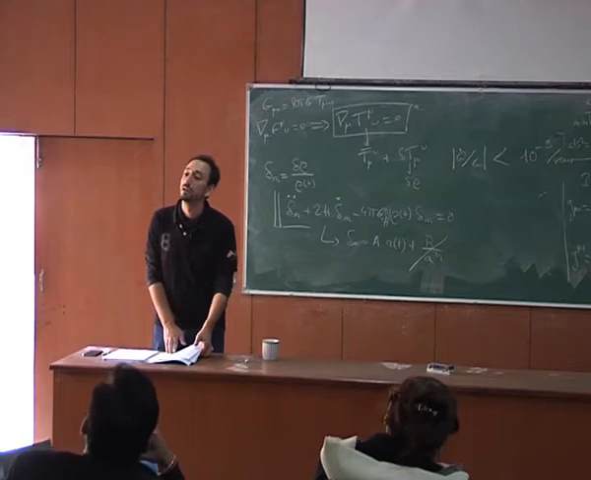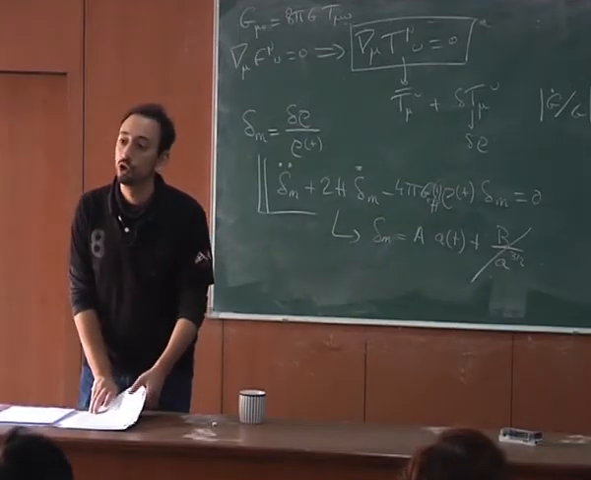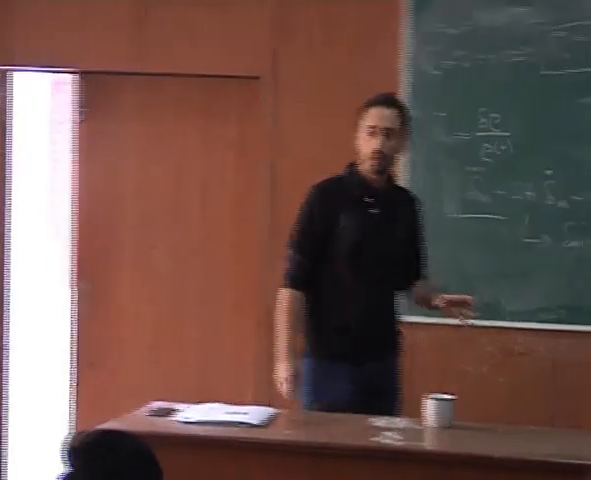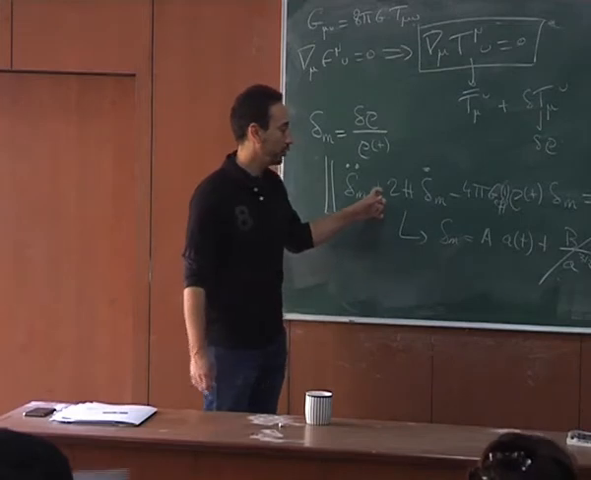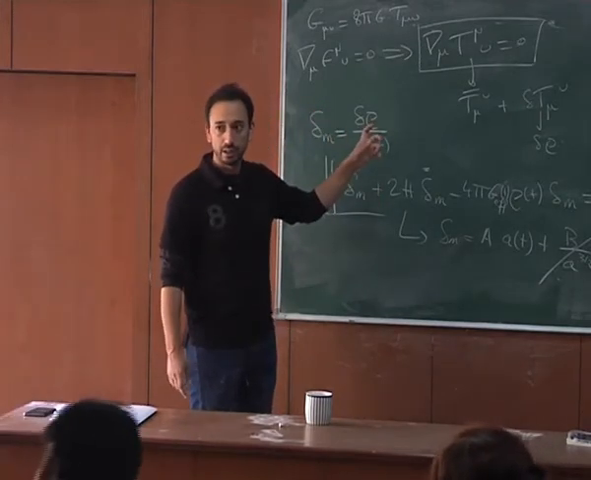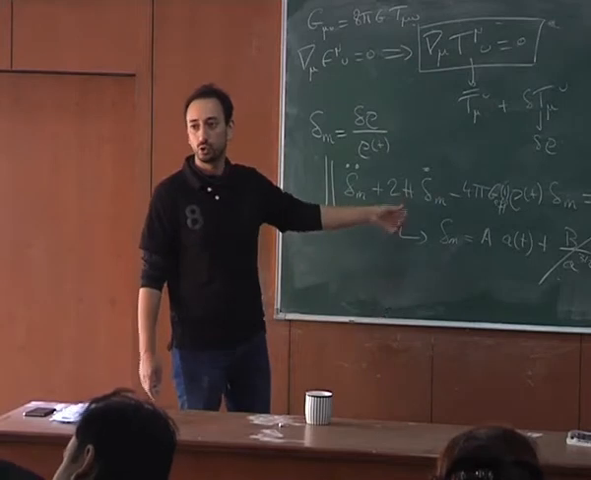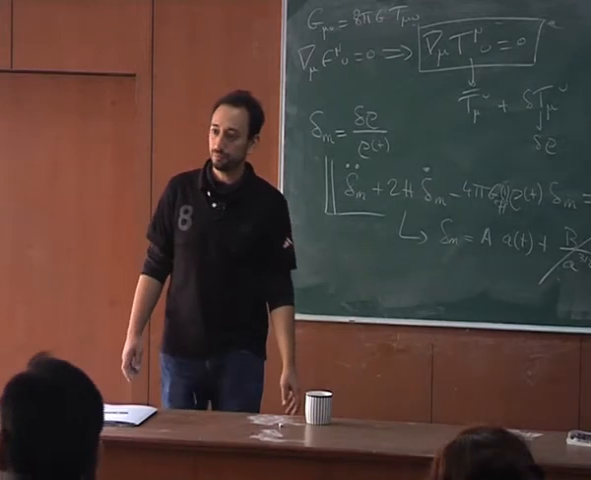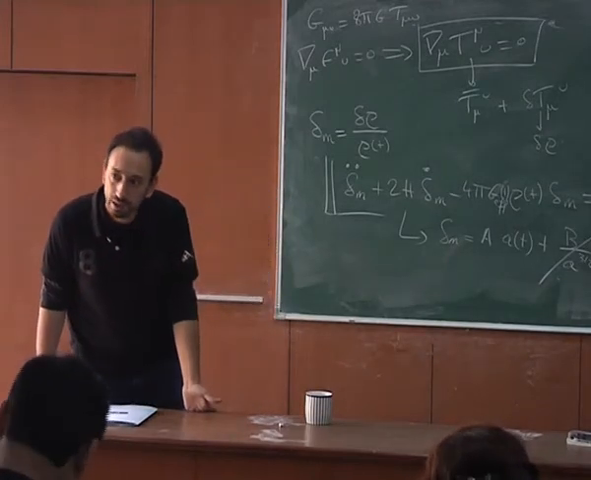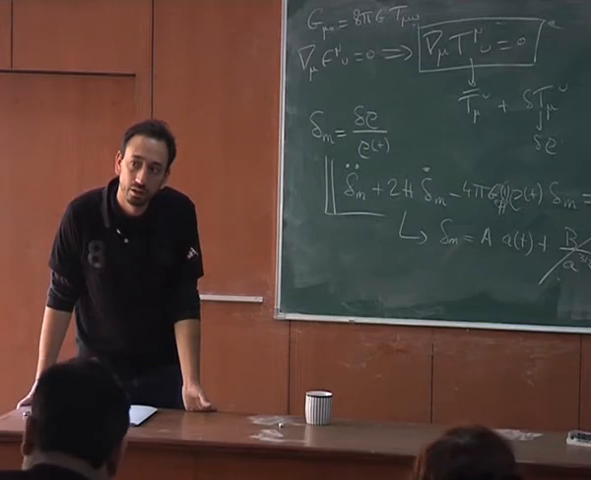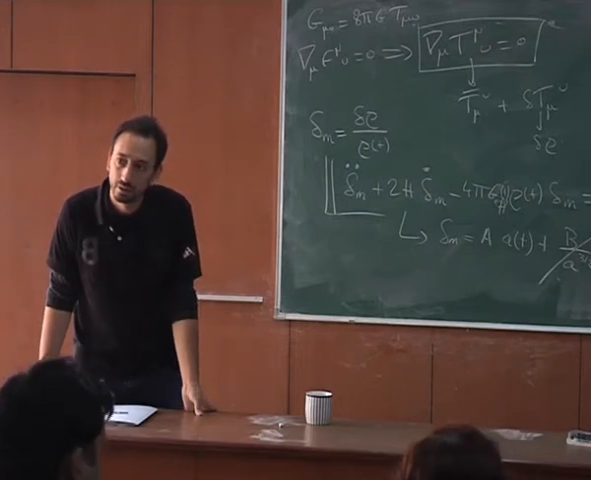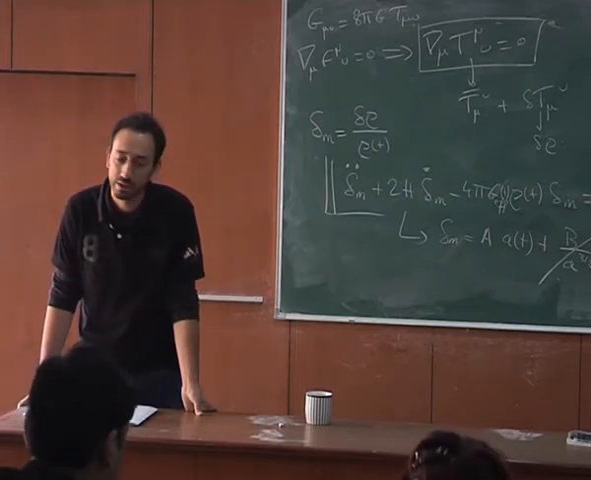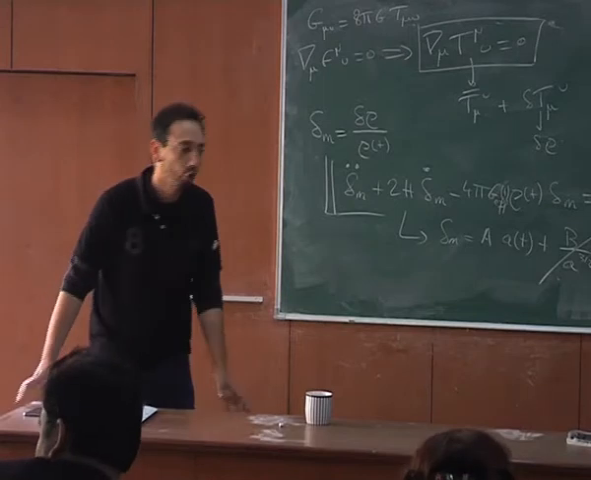Question: So this solution is valid for all scales? No, it is true in the linear regime of perturbations, so at very large scales. If you want to go to smaller scales, you need to look at nonlinear perturbations. Question: Is this for subhorizon, superhorizon, or both? No, it's really at the Hubble scale. You don't go lower than that.